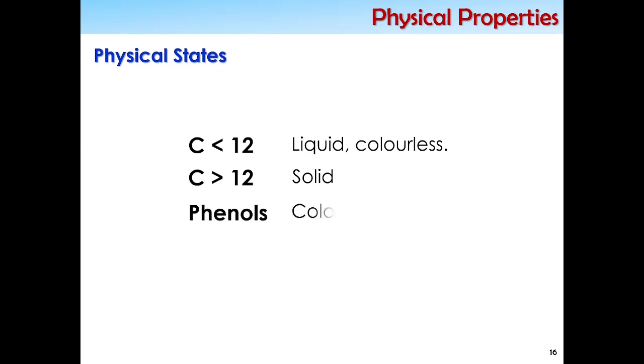Physical state for alcohol that has less than 12 carbon, ethanol, propanol, hexanol, all the way up to 12, is liquid and colorless. More than that, above 12, it is solid. So the alcohol is present as solid if you have 12 carbon in it. And phenol, which is benzene with an OH group, is a colorless liquid.